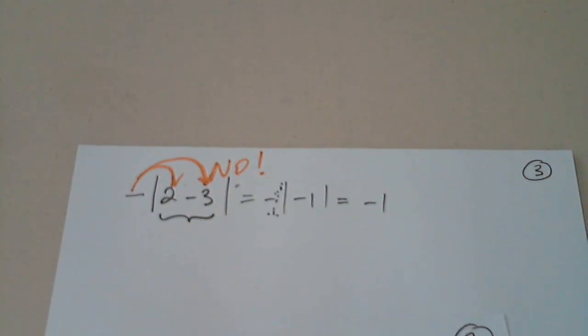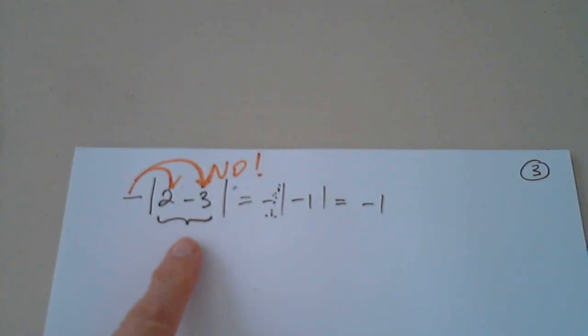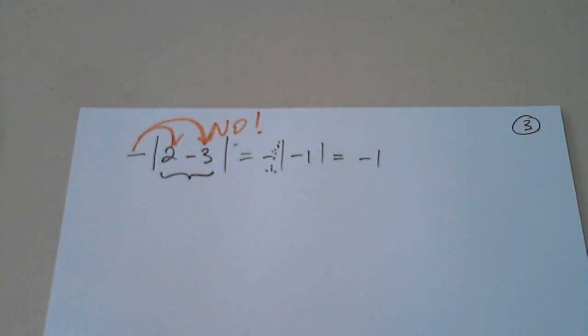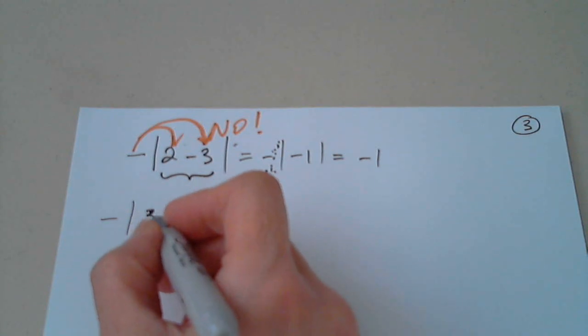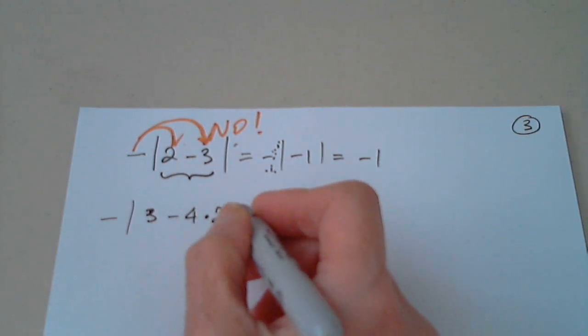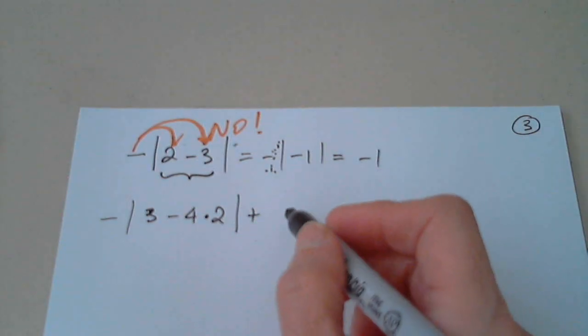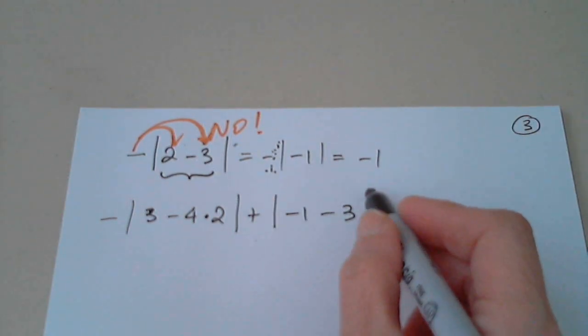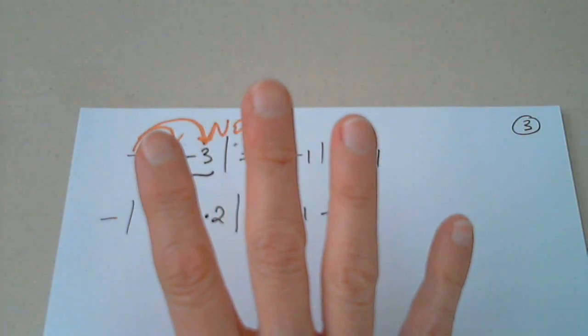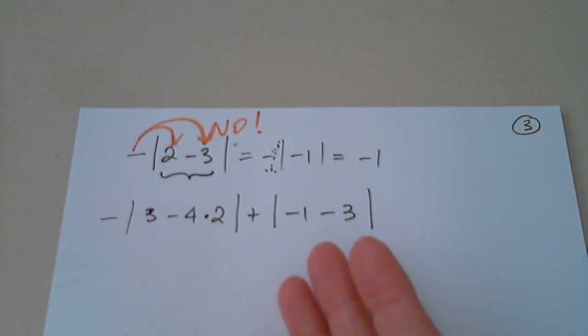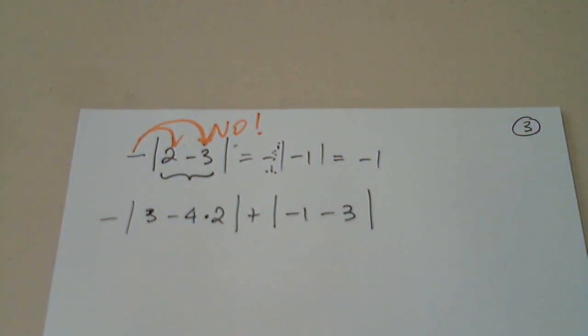Could you please do one more example of that? Of this one? Yes, please. Would you like to choose one? Okay, this time I'm going to choose something a little bit more sophisticated, let's say. So 3 minus 4 multiplied by 2 plus the absolute value of -1 minus 3. Okay, so I'm jumping ahead a little bit. We're going to have more examples, of course, but since we had a request for another example, let's do this.